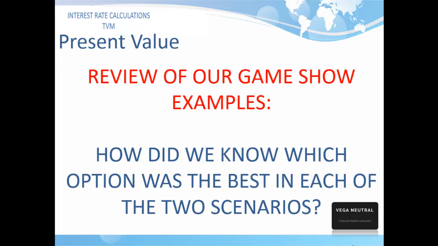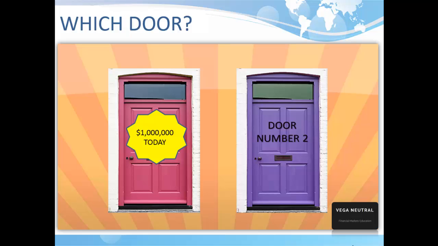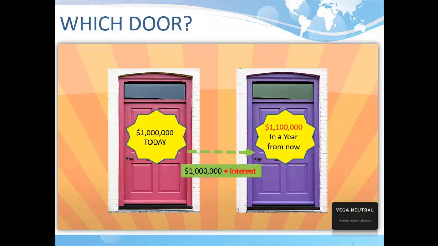So let's review our game show examples. How did we get to the answer of which door to choose in each one of the respective examples? We knew that door number 1 gave us $1 million today. We also knew that door number 2 gave us 1.1 million, but in a year from then. So moving from a present value to a future value, it's the amount today plus the interest rate, or alternatively, the formula as expressed there.